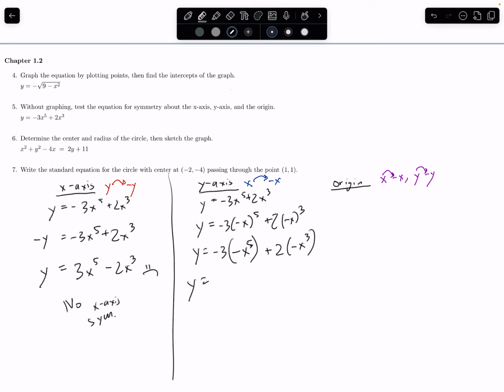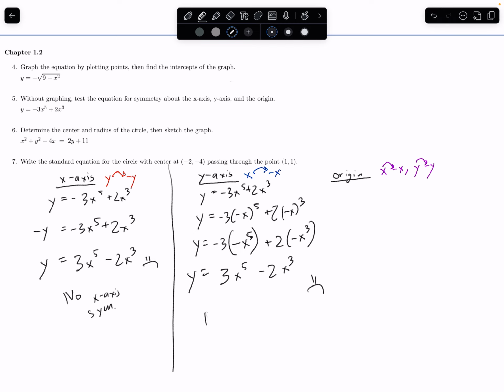Okay, so now negative times negative is going to be positive. That's 3x to the 5th. Positive times negative is negative. That's negative 2x to the 3rd. And looking at these things, they do not match up. No matching. So no y-axis symmetry.